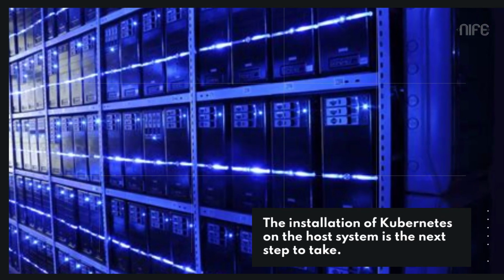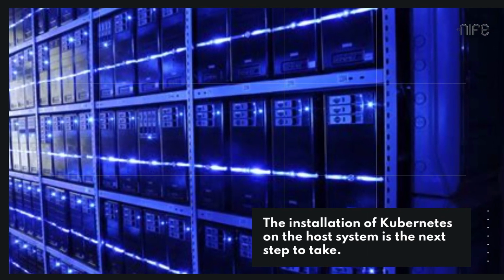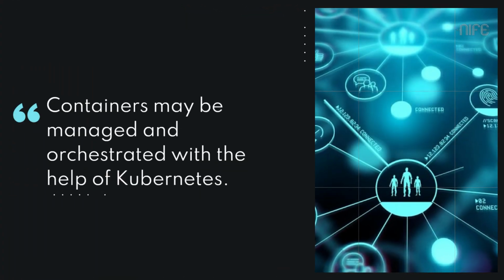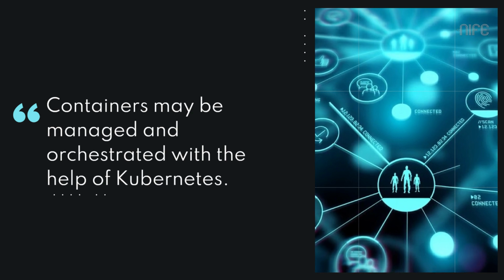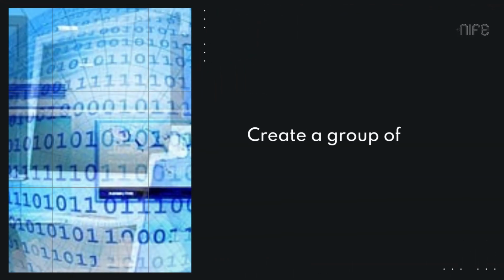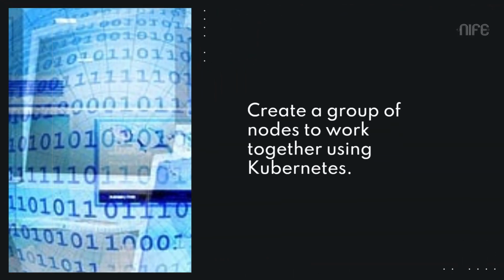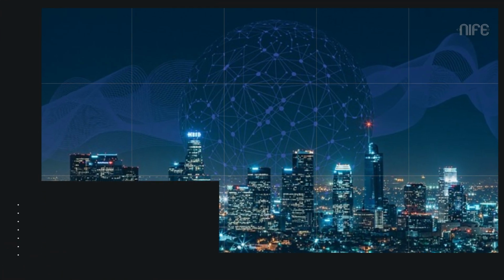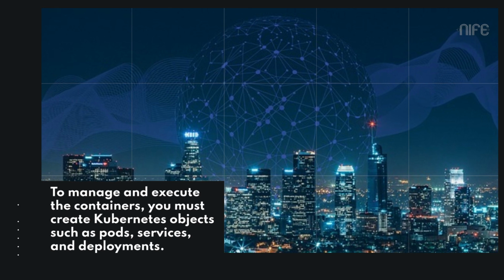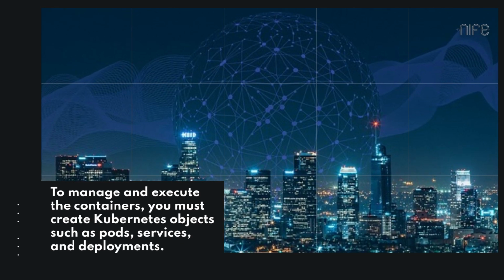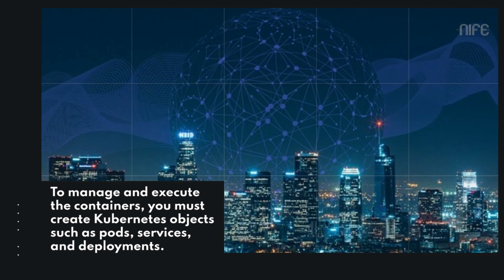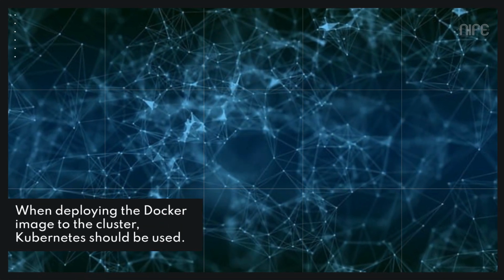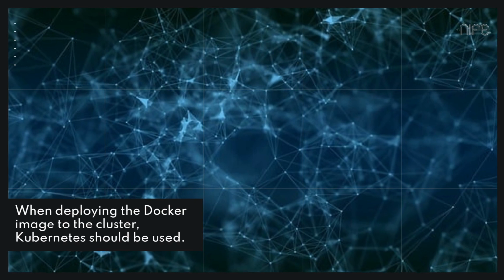The installation of Kubernetes on the host system is the next step to take. Containers may be managed and orchestrated with the help of Kubernetes. Create a group of nodes to work together using Kubernetes. To manage and execute the containers, you must create Kubernetes objects such as pods, services, and deployments. When deploying the Docker image to the cluster, Kubernetes should be used.